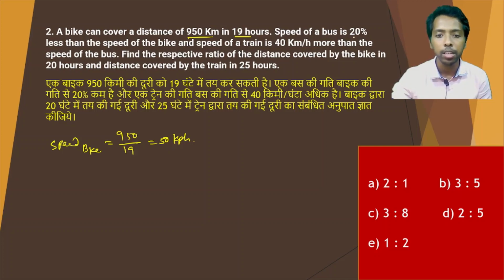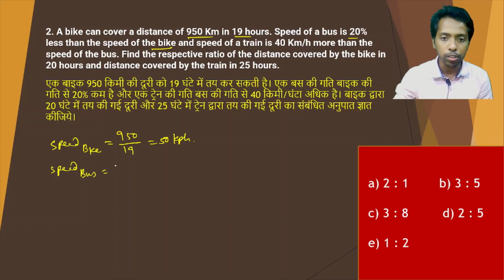Now the speed of the bus is 20% less than the speed of the bike. Okay, so the speed of the bus is 20% less. 20% of 50 is 10, so 10 less, that is 40 km per hour, right? Now the speed of the train is 40 km more than the speed of the bus.